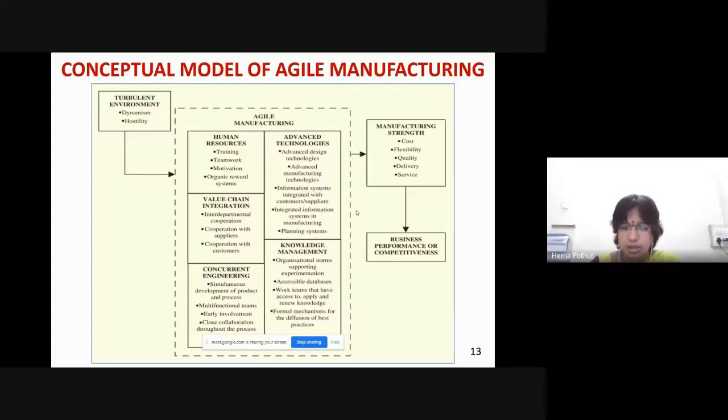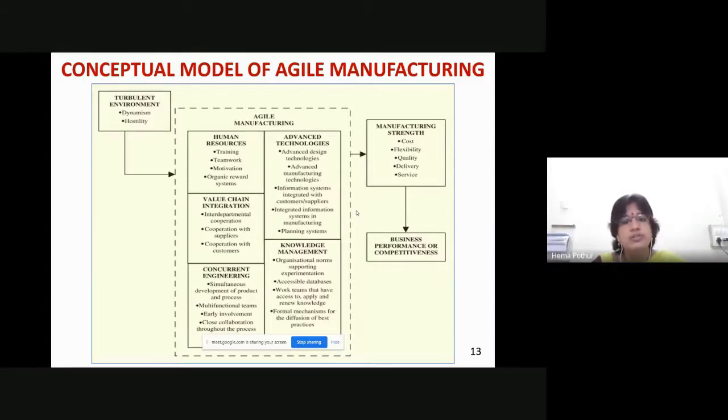There should be a series of brainstorming sessions where you have idea generation, pull up ideas from all the sectors of the industry, sum up together, select the best idea and try to experiment on it. Then, the formal mechanisms for the diffusion of best practices. You should have a formal mechanism. We should maintain certain best practices, so that on that base, the industry's survival will be much greater. And this is exactly the Agile Manufacturing internal structure, the conceptual model of it.